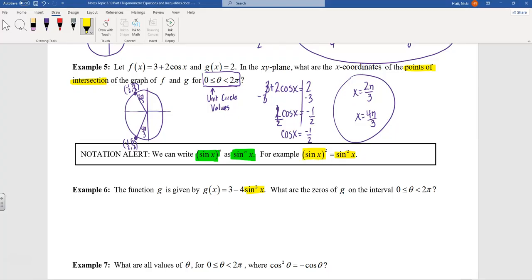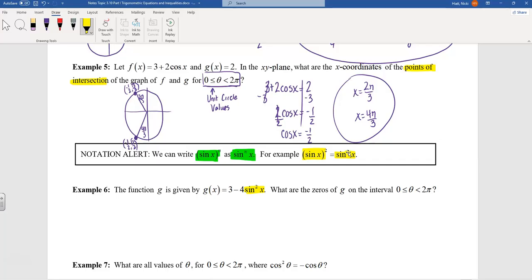I think probably mathematicians were trying to avoid excessive parentheses within a problem, because sometimes we have expressions right here as well that need parentheses. So they decided, hey, what if we just put the square right here to show us that the whole thing is being squared? So that's just a notation alert. So let's look at what this looks like in example 6, because we've got a sine squared here.